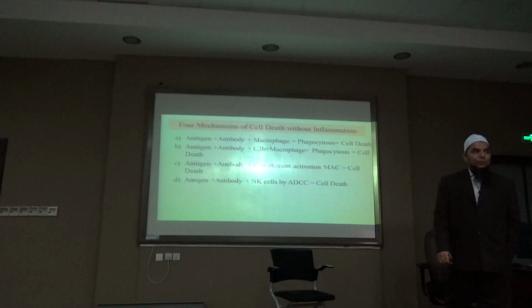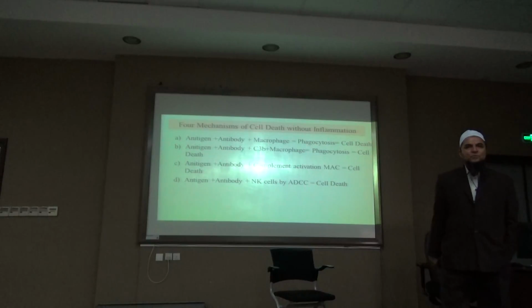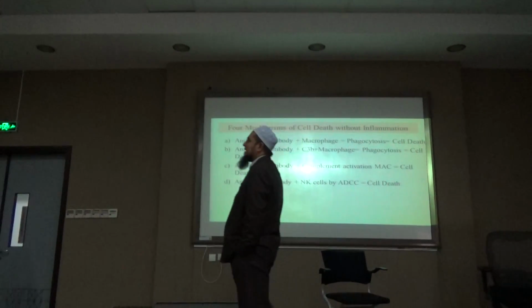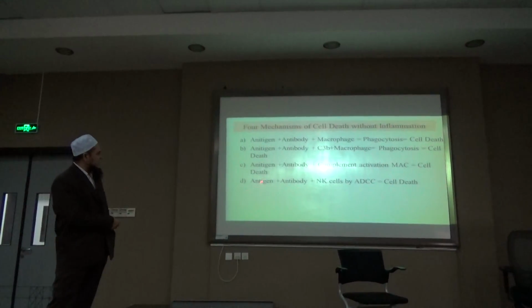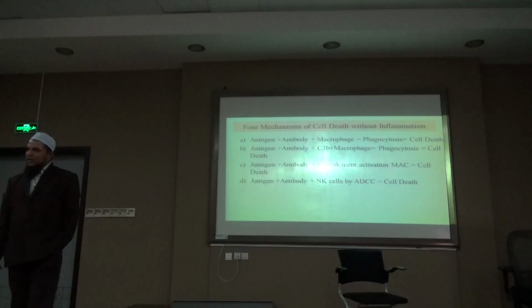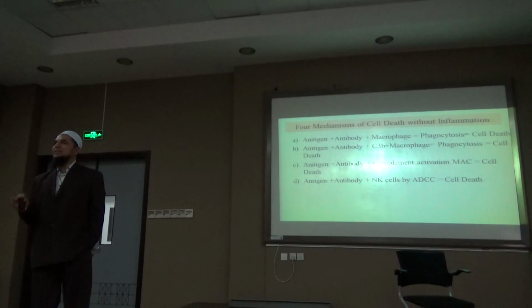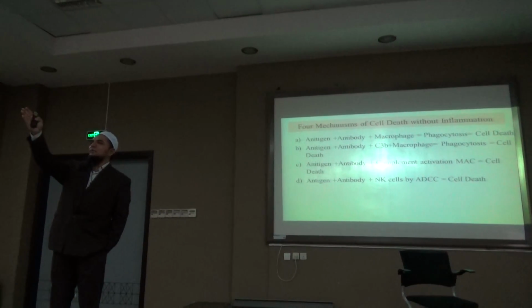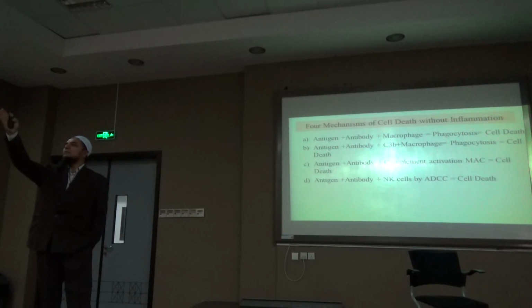Without phagocytosis. Clear? Fourth mechanism, or third mechanism, is the mechanism where antigen is there, antibody is there, but they stimulate a specific type of cell. What is the name of that specific type of cell?